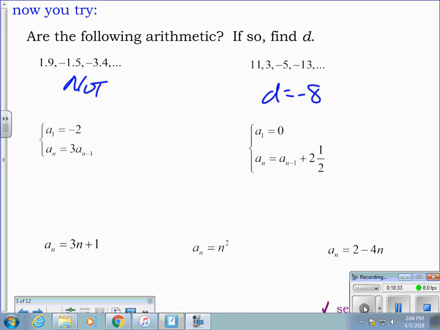This one is not arithmetic, because what am I doing to find the next term? I'm multiplying it times 3. This is actually a geometric one. In a recursive formula, what do I do to the previous term to find the next? Well, I multiply times 3. That's geometric. This is not arithmetic, though. I don't care. This one here, it is, because how do I find the next term? I add 2.5 each time. So yes, it is. D is 2.5.